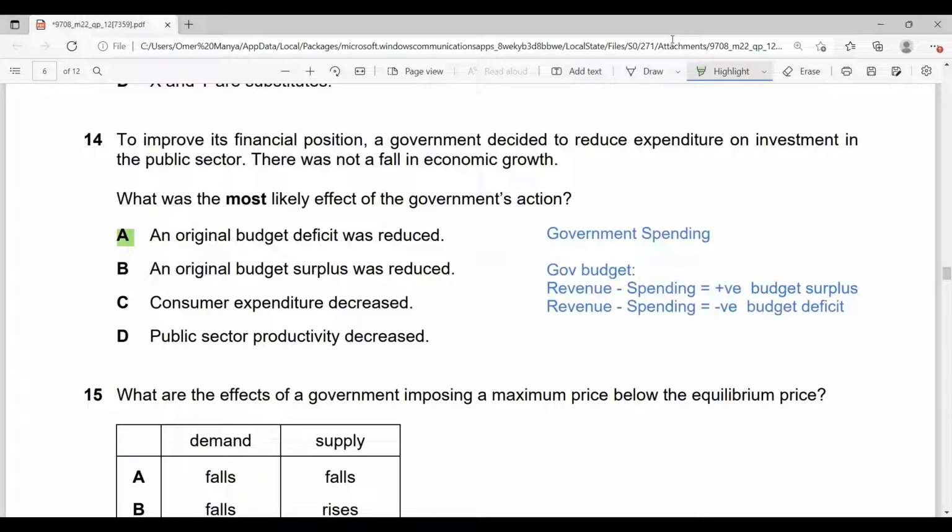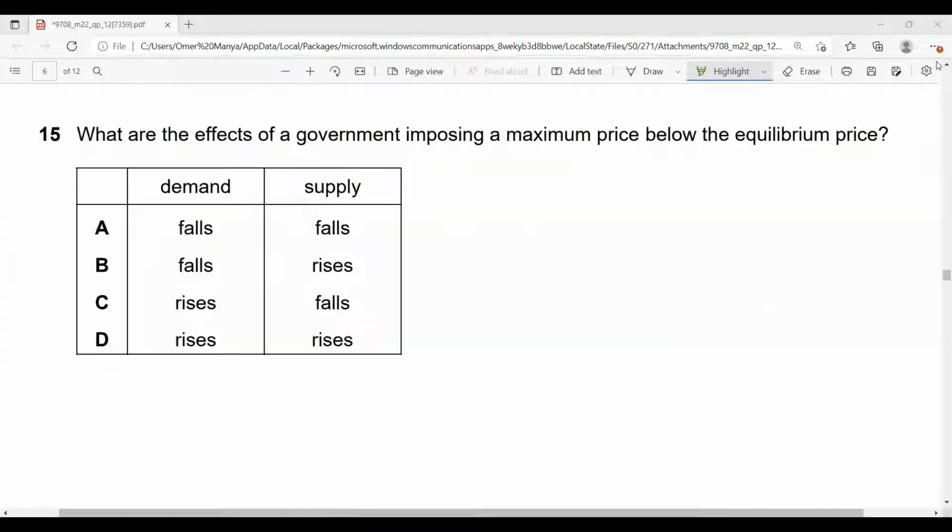Let's look at the other options. A budget surplus was reduced. That's not going to happen. You're spending less money, so the surplus would actually increase. Consumer spending has nothing to do with the government's budget deficit. Option D, public sector productivity decreased. If there was a decrease in public sector productivity, there'd be a reduction in output and a fall in economic growth. And clearly the question has said that there will not be a fall in economic growth. So B, C, and D are out.